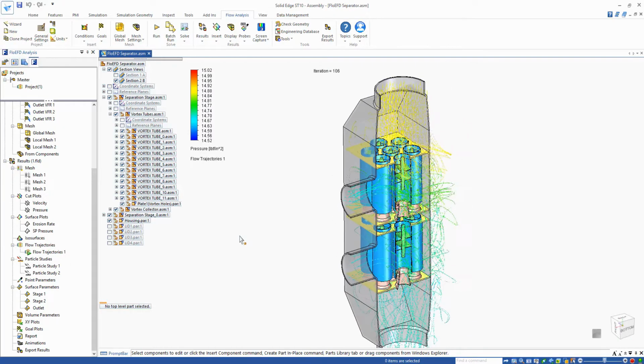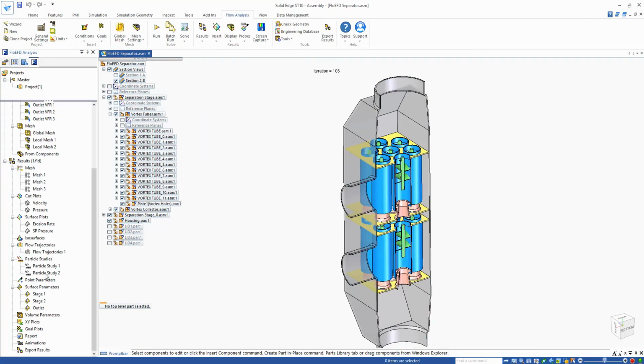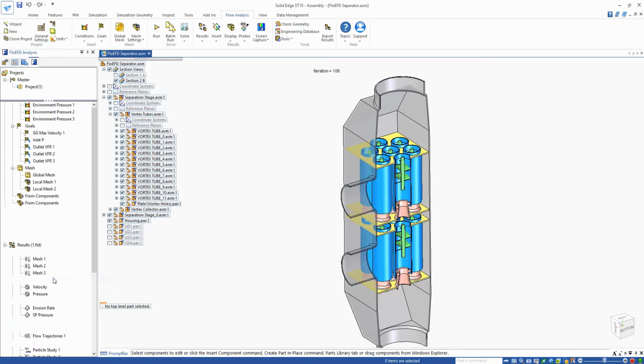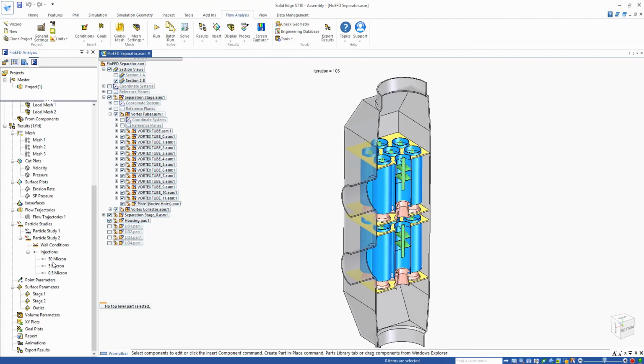Okay, but because we want to understand what the separation efficiency actually looks like, to do that we can actually use something called a particle study. So let's activate this particular particle study. Now I've got 3 injections: I've got a 50 micron, a 5 micron and a 0.5 micron injection into this model.